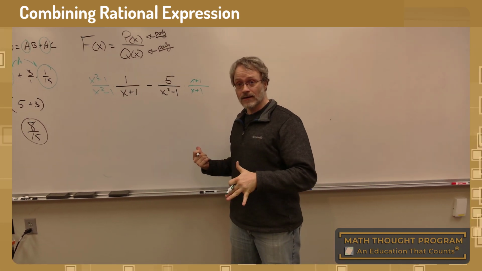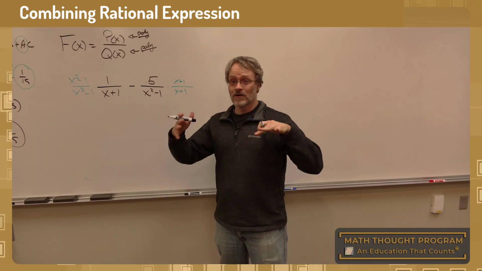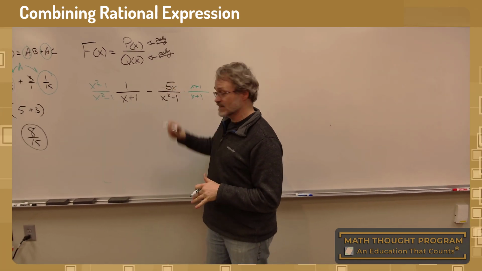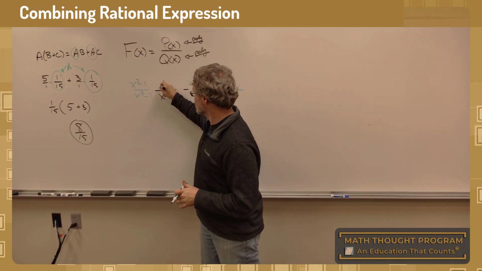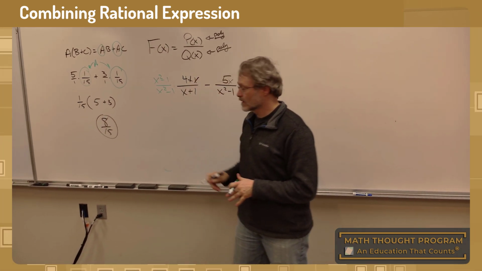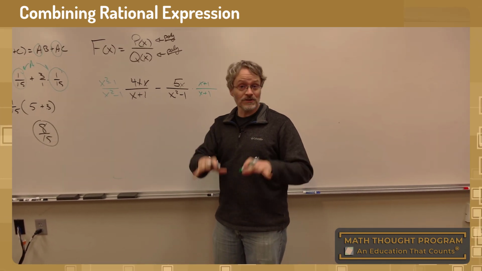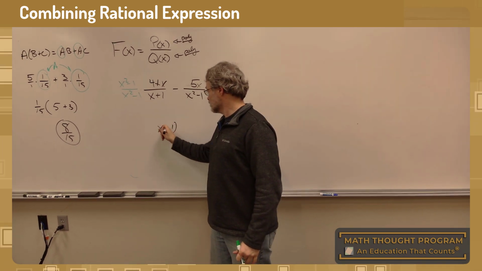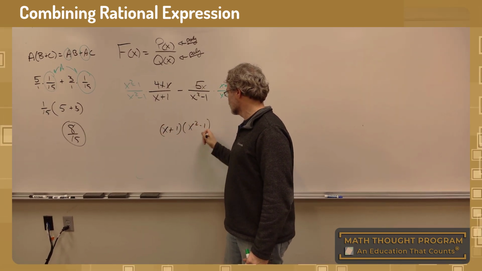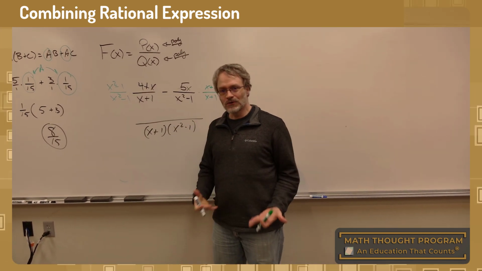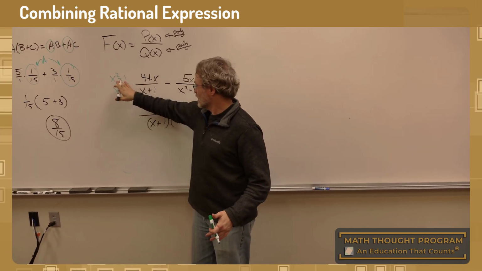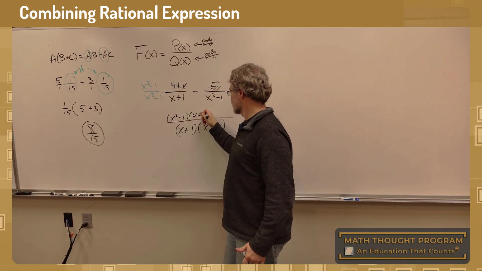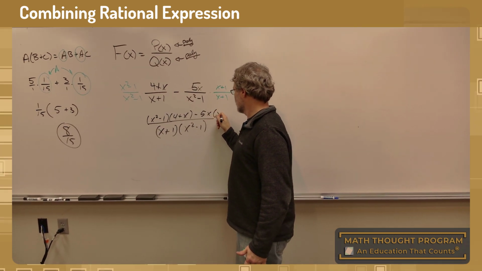I could do that, but that's going to make the problem pretty complicated. Especially if I said this was 5x instead of 5, and let's say this was going to be 4 plus x. If I did this, my denominators, yes, they would be the same. I would still get x plus 1, x squared minus 1. But look what I got to do in the numerator now. See, I have x squared minus 1 times 4 plus x. Subtract it off, 5x, x plus 1.